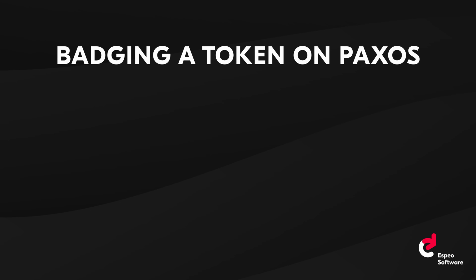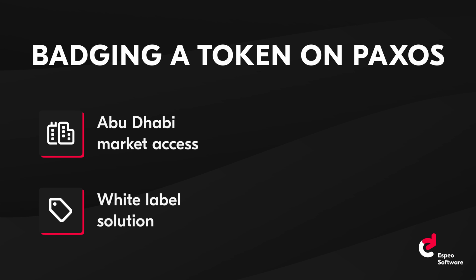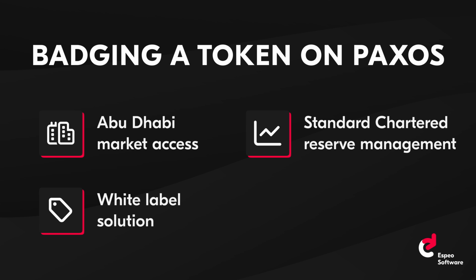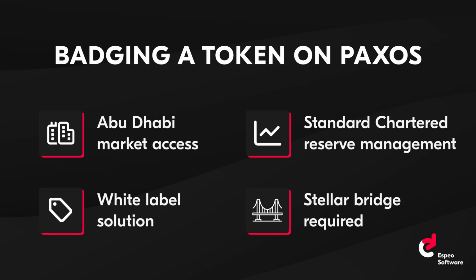What if we badged a token with Paxos? Paxos operates in Abu Dhabi global market. We could pay it to mint a dollar token that carries our name while Paxos manages reserves and attestation. Standard Chartered holds the collateral, so we will avoid balance sheet drag. However, Paxos issues stablecoins on Ethereum and Arbitrum. We would need a bridge on Stellar or else run those chains directly, which increases complexity. This is doable, but let's skip this option for now.